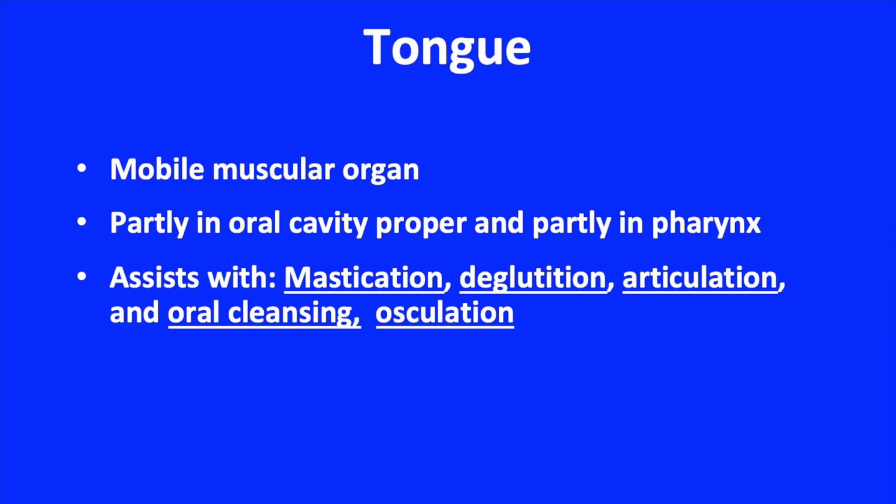We start by providing a description of the tongue. It is a mobile muscular organ that is partially in the oral cavity proper and partially in the pharynx. Its function is to assist with mastication, deglutition, articulation, and oral cleansing, and of course, osculation.